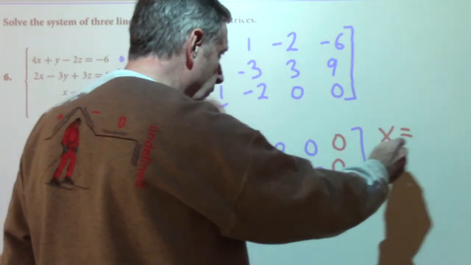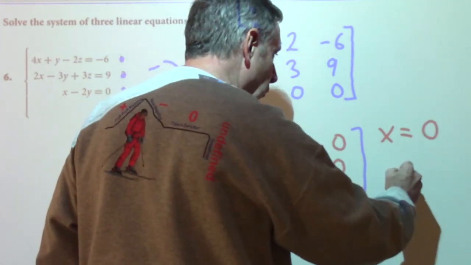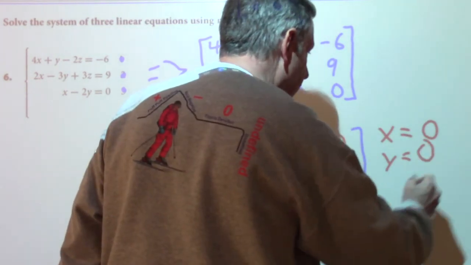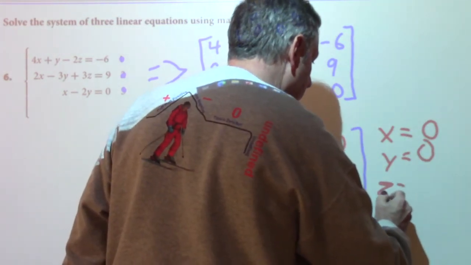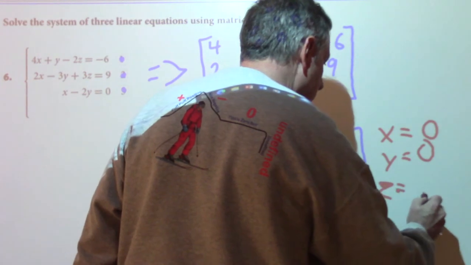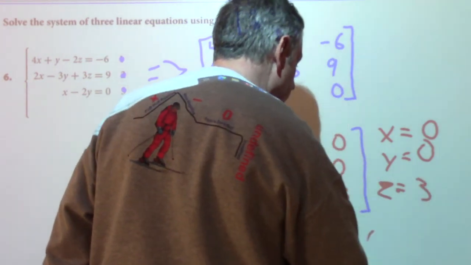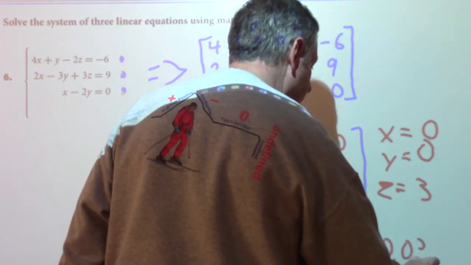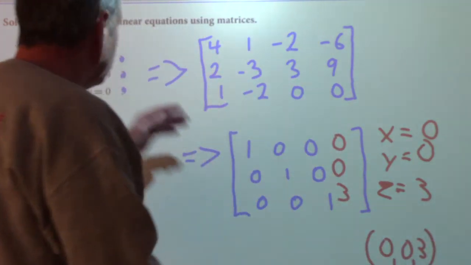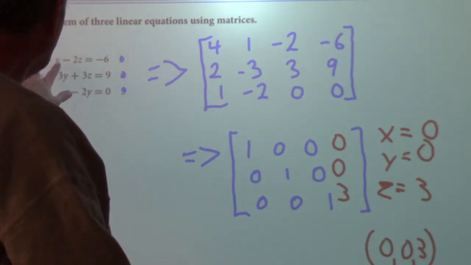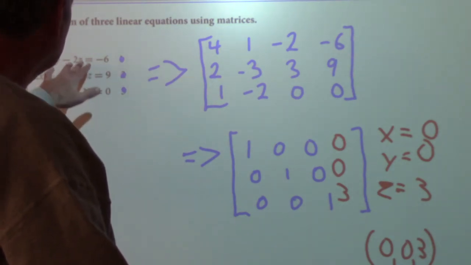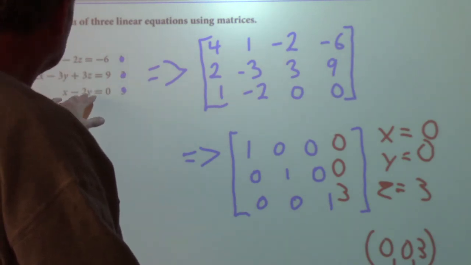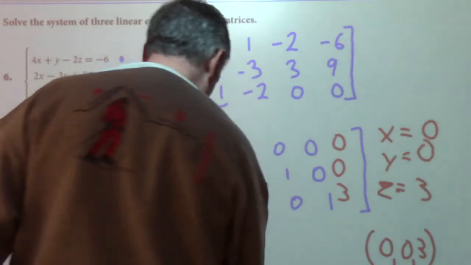X equals 0. Y equals 0. And Z is equal to 3. Okay, and so in coordinate triple, we write this as (0, 0, 3). And then, as a last resort, you can go ahead and see if that makes sense. If X and Y are 0, will Z be 3? Yeah, okay. So that checks out. All right.